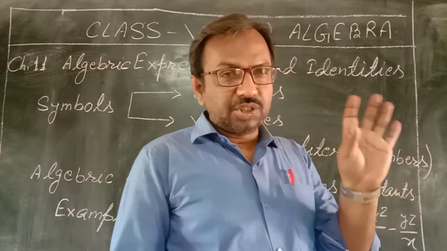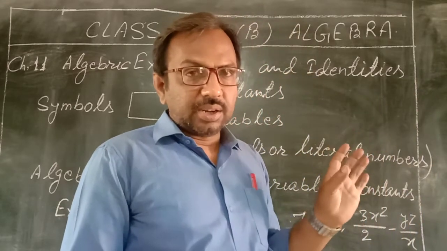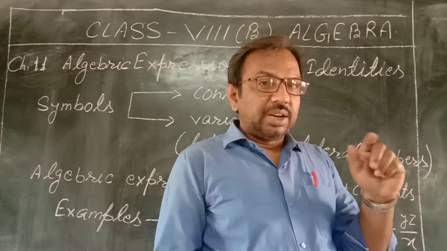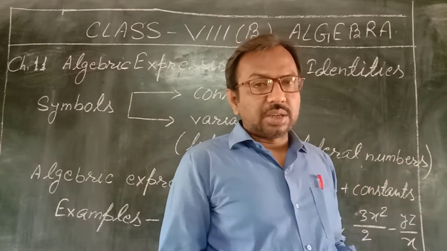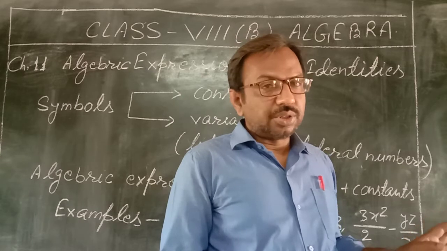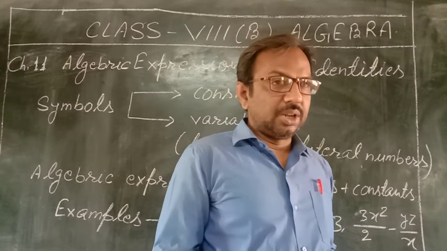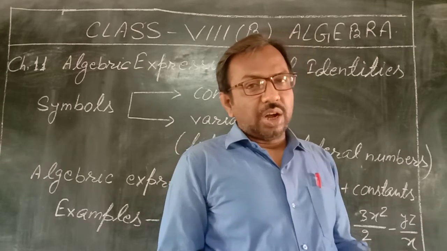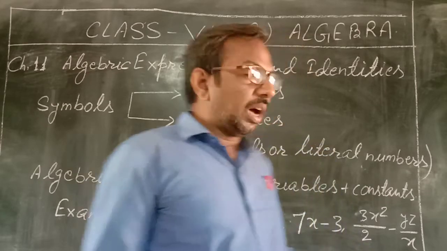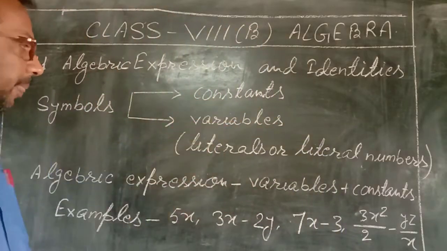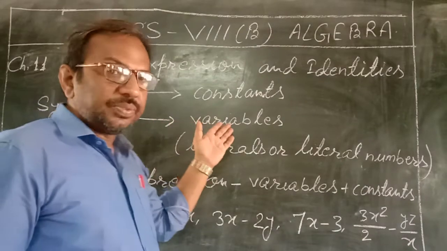If I use 0 as the constant term, then that term will be vanished. So as a constant we do not use 0 in the algebraic expression. So all the negative numbers and all the positive numbers that are used to write the algebraic expressions are called constant terms. Now another type of term is variables.